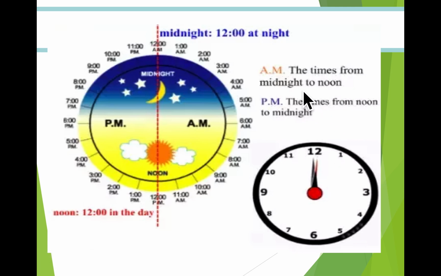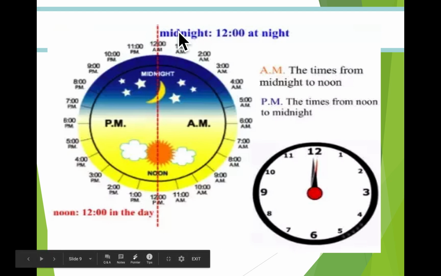So remember, AM is the times from midnight until noon. Midnight until noon is AM. PM is the time from noon until midnight. And remember, noon means 12 o'clock in the day. Midnight means 12 o'clock at night.